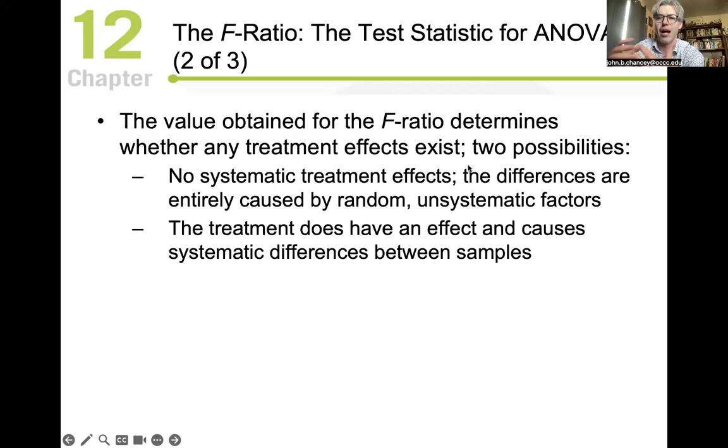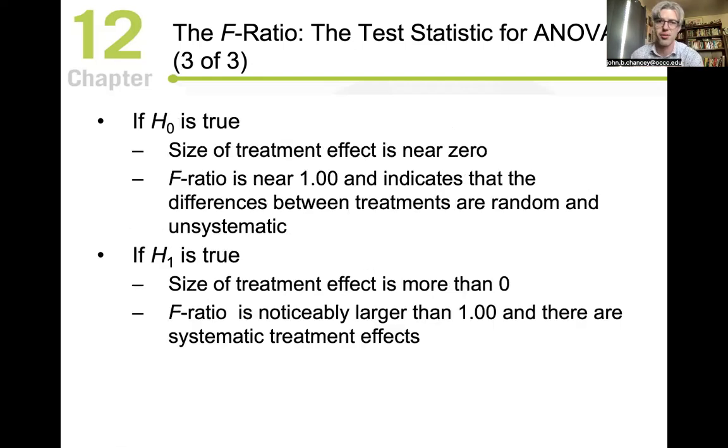So we're really looking at two possibilities after running this F ratio. There are no systematic treatment effects, meaning those differences are entirely caused by random, unsystematic factors, and so we're retaining the null hypothesis. Or the treatment does have an effect and causes systematic differences. In this case, we're rejecting the null hypothesis.